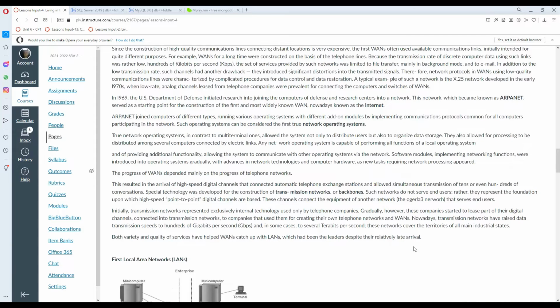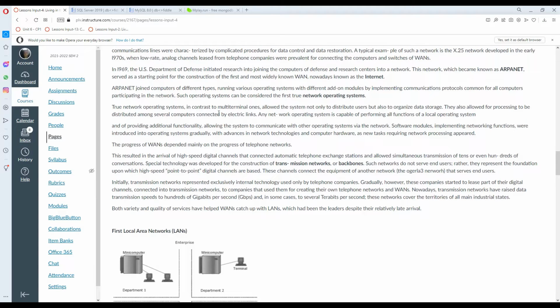In 1969, the U.S. Department of Defense initiated research into joining the computers of defense and research centers into a network. This network, which became known as ARPANET, served as a starting point for the construction of the first and most widely known WAN, known as the Internet. ARPANET joined computers of different types running various OS with different add-on modules by implementing communication protocols common for all computers participating in the network. Such operating networks can be considered the first true network operating systems.